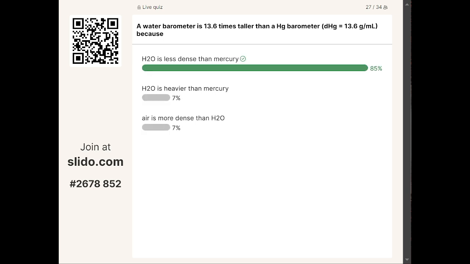Okay, so H2O is less dense than mercury, isn't it? Yes. So that means that if you have the same weight of H2O as you have of mercury, it's 13.6 times taller. Okay? And that's what we're ultimately measuring, the offset from that weight, right?